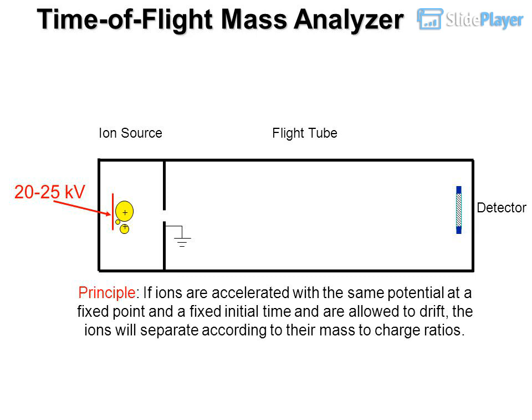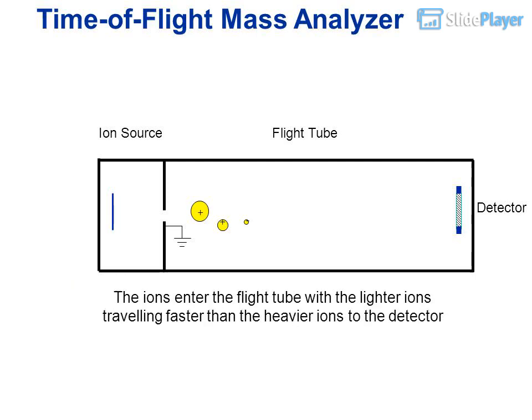Principle: if ions are accelerated with the same potential at a fixed point and a fixed initial time and are allowed to drift, the ions will separate according to their mass-to-charge ratios. Time of flight mass analyzer: ion source, flight tube, detector. The ions enter the flight tube with the lighter ions traveling faster than the heavier ions to the detector.